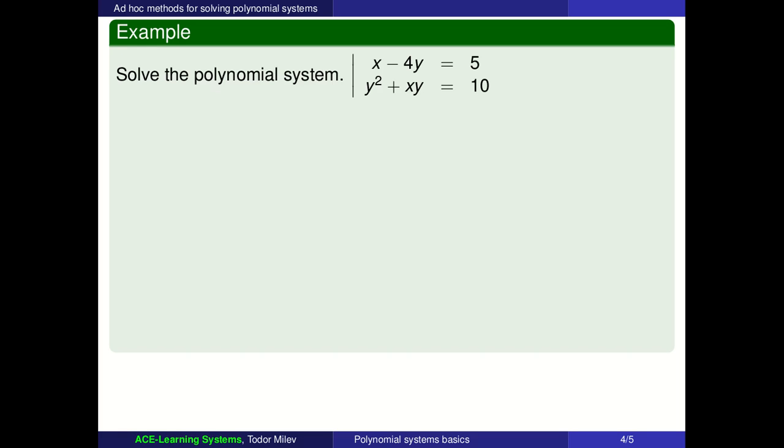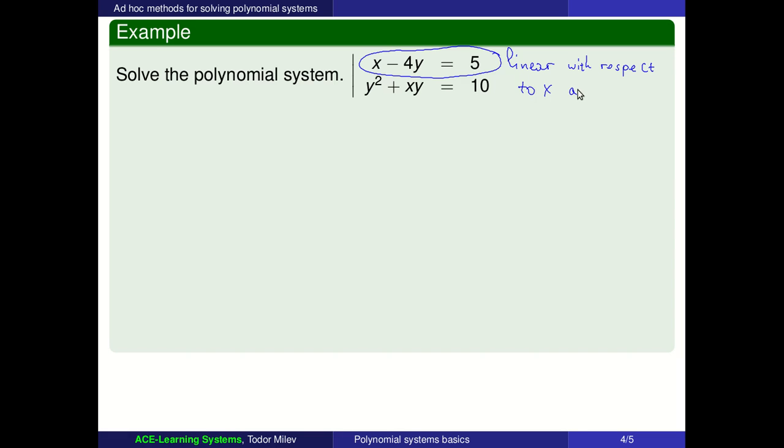In this example, we're going to solve the polynomial system x minus 4y equals 5 and y squared plus xy equals 10. The first thing we notice is that the first equation here is linear both with respect to x and with respect to y. So this is a linear equation with both respect to x and y.